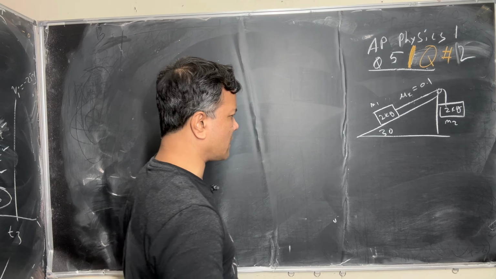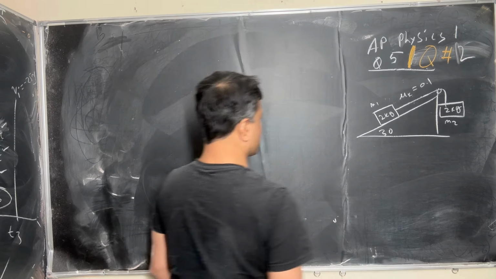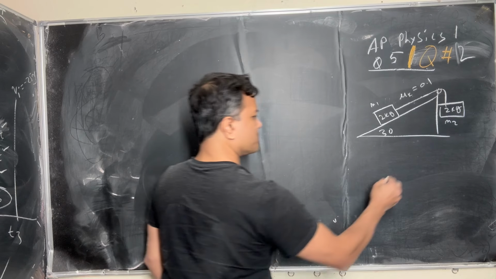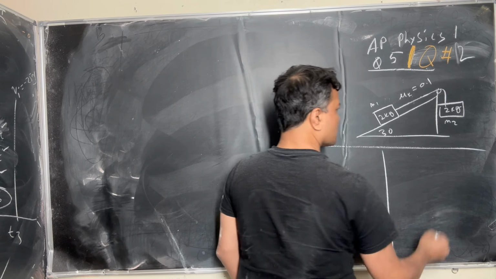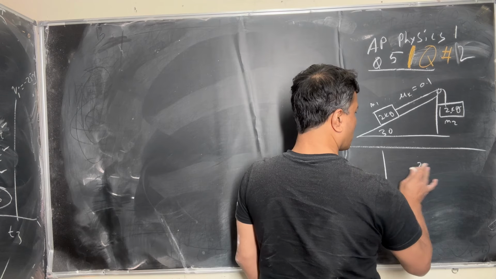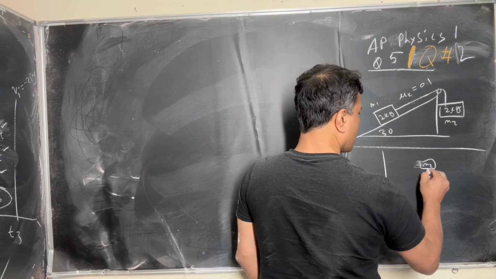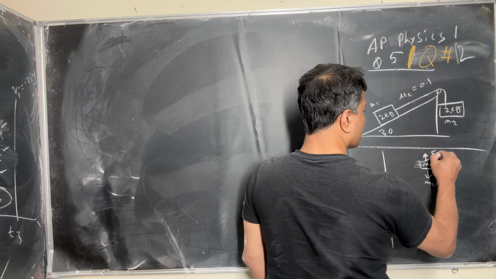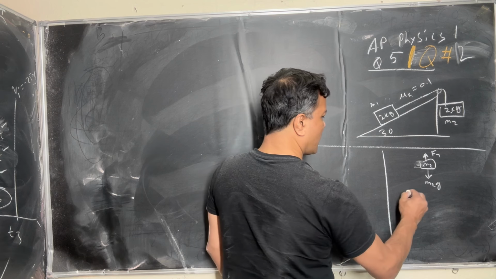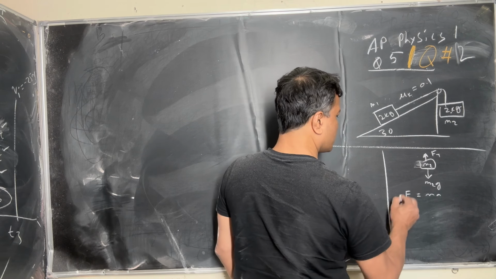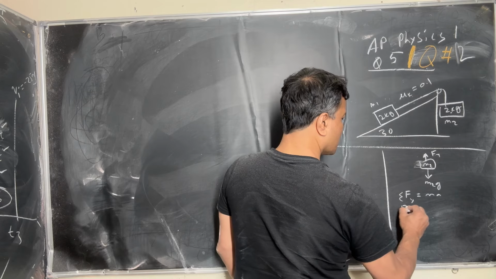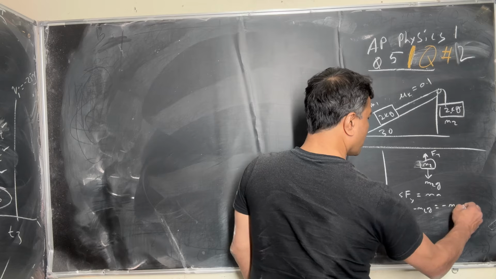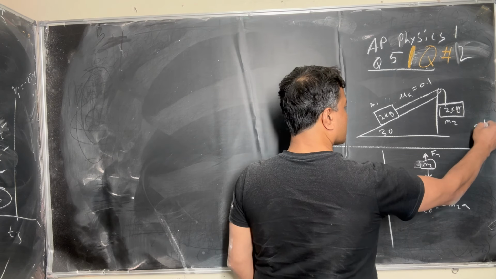Let's do the free body diagram. So the free body diagram tells us, let's do it over here, so it's going to be easier. So I have 2 kilograms, or mass 2. This is m2g and this is Ft. There is nothing going on over here. So F is equal to ma at the y direction. So I have Ft minus m2g is equal to minus m2a. Minus is because it's accelerating downward.